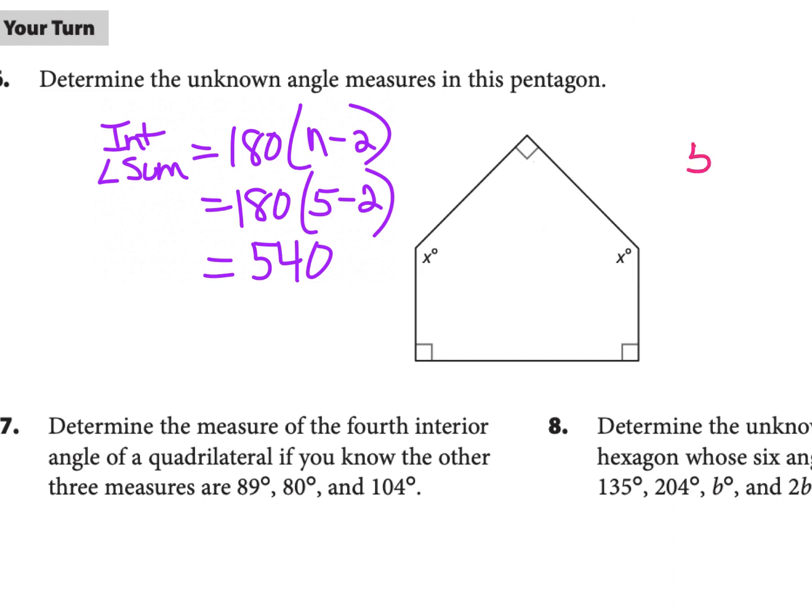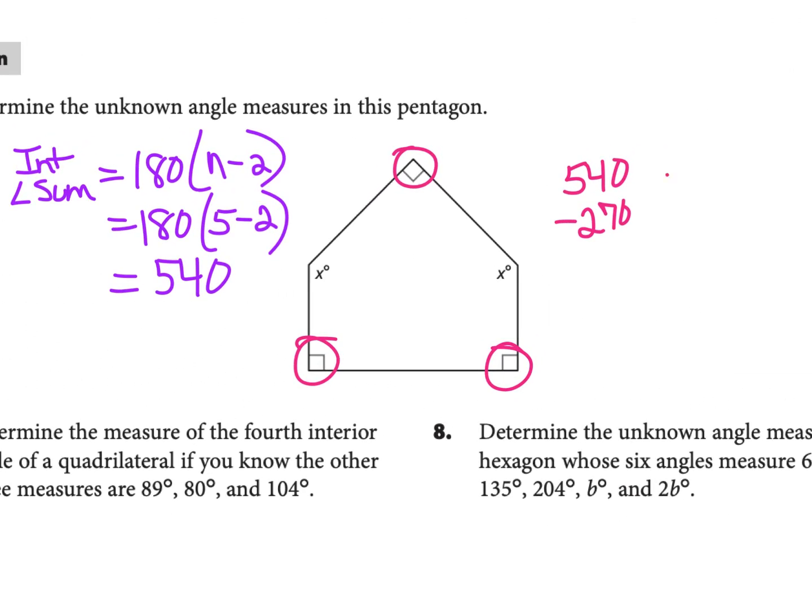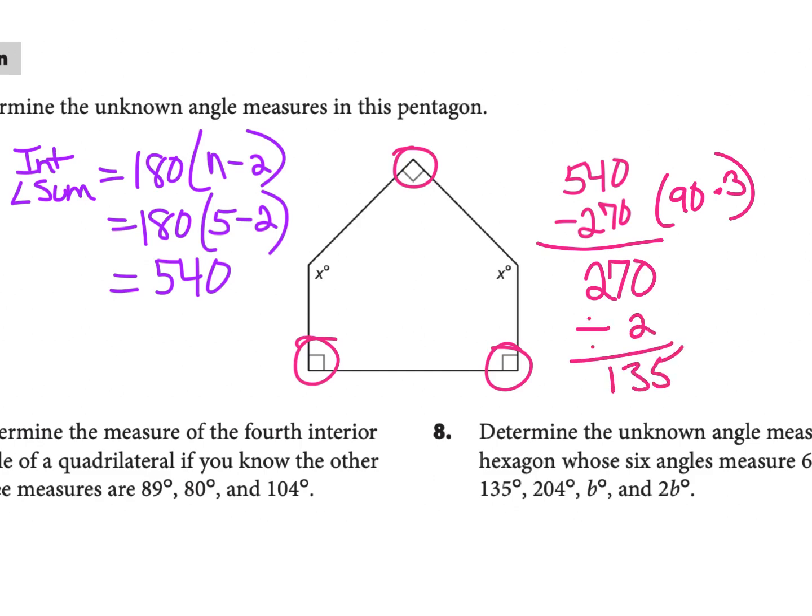Now I'm going to take 540 and subtract 90, 90, and 90. So what is that, 270? I'll write that out here, 90 times 3, and I get 270. And then 270 divided by 2 is 135. So each one of these x's has to be 135.